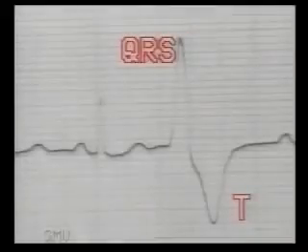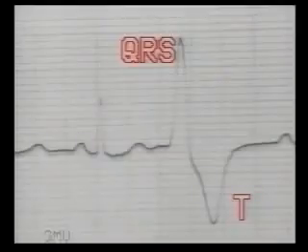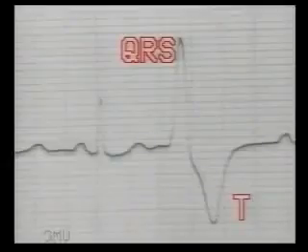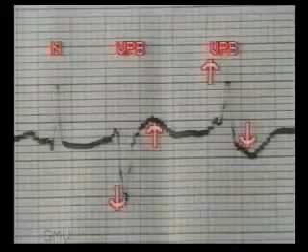Normally, when impulse is distributed through normal conduction pathway, the T wave is in the same direction as the main QRS complex. But when intraventricular conduction is abnormal, the T wave is opposite to the main QRS complex and hence inverted. Here are a few examples. This is a ventricular premature beat. Note the wide QRS complex and inverted T wave.